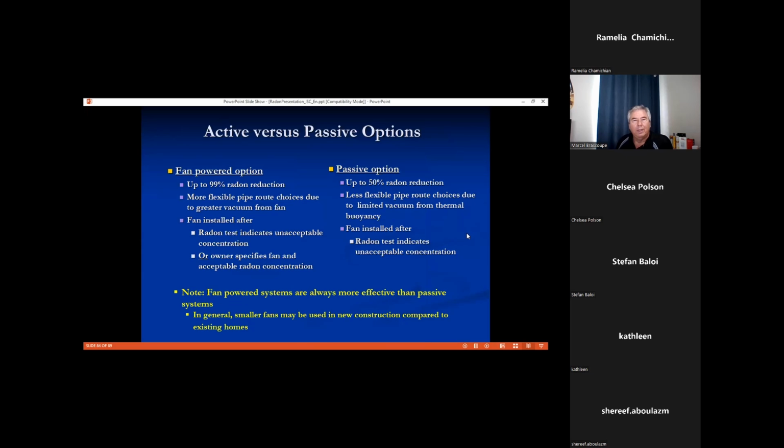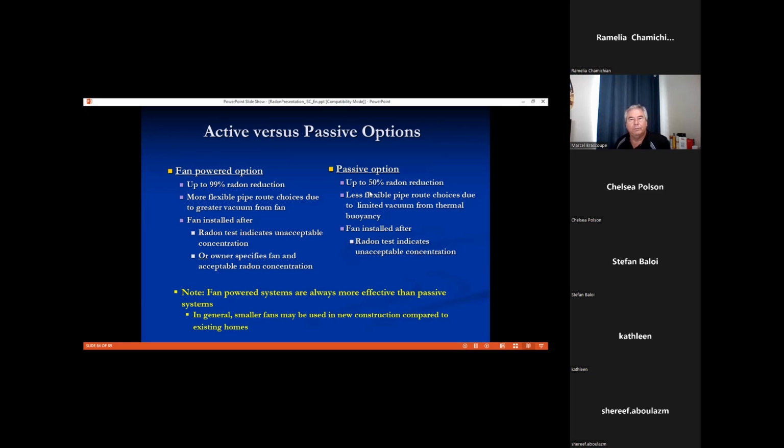When we compare an active system versus a passive system, the fan-powered option with a fan can get somewhere between 90 to 99% radon reduction. It also offers a more flexible pipe route; we don't care if there are 90-degree elbows in the piping system. Our fan is going to create a sufficient vacuum to draw the radon from underneath the concrete floor slab.